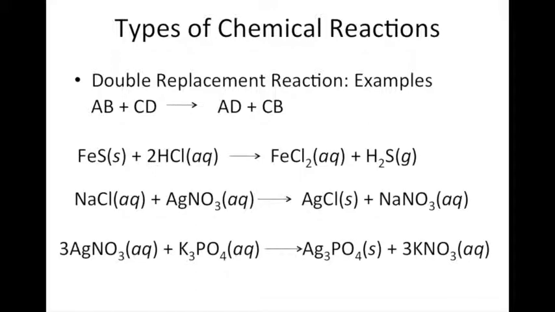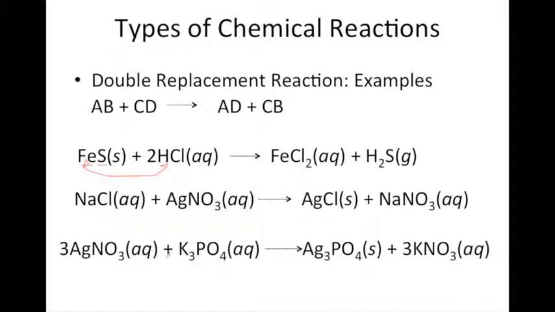Here we have 3 of them, and in each of these, notice that essentially our cations switch places. The iron here is paired up with sulfide, but my iron and the hydrogen cations switch places. So we end up with iron chloride and hydrogen sulfide. Here we have sodium chloride plus silver nitrate. The sodium and the silver switch places, and we end up with silver chloride and sodium nitrate.